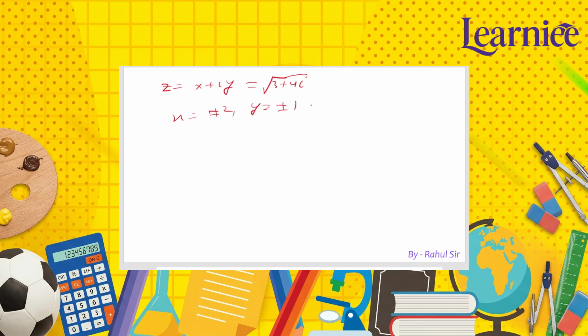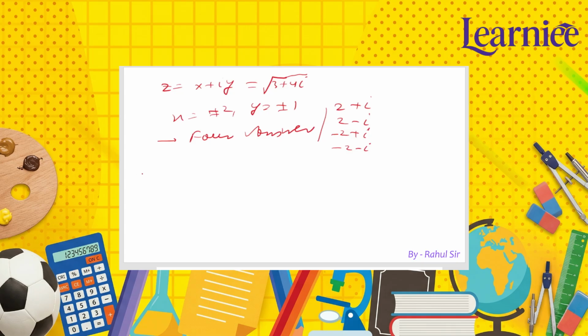So that means there are 4 combinations possible. It appears that it has 4 answers. What are the possibilities? 4 answers means either 2 plus i, or 2 minus i, or minus 2 plus i, and minus 2 minus i. It appears that there are 4 answers.